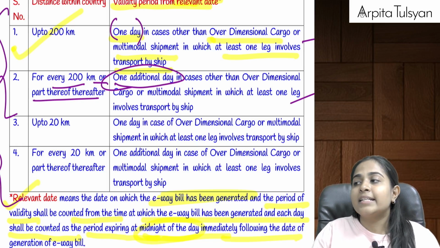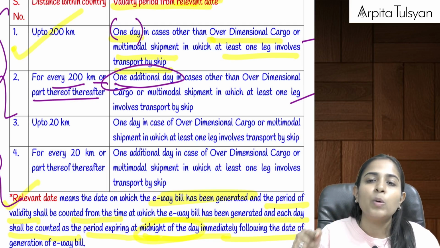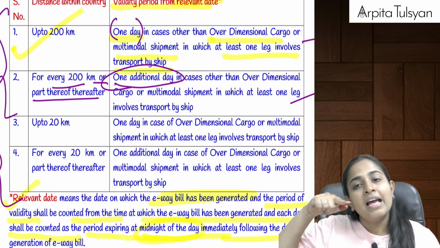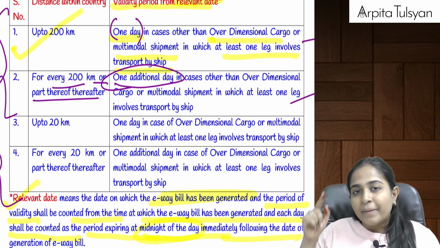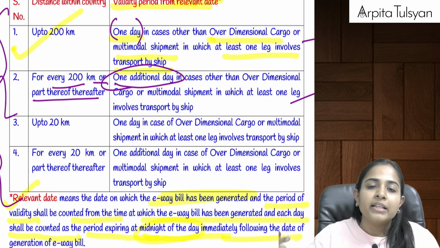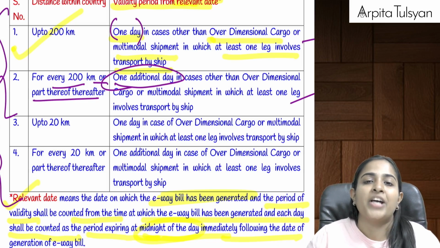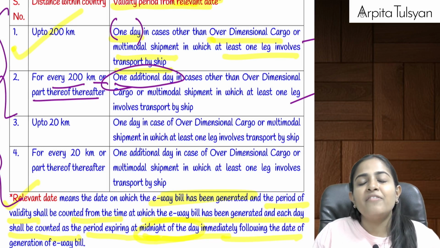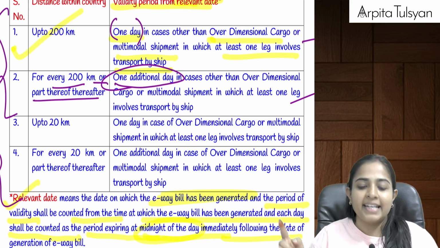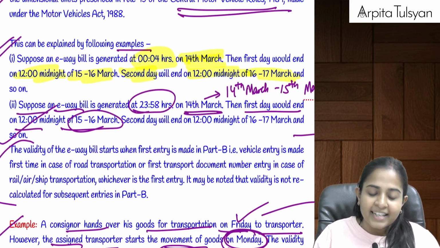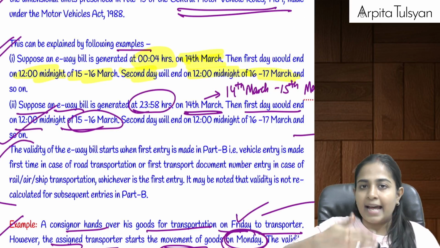Now let's say it is generated at 6 o'clock in the evening. Then in that case, this 1 day counting will not start from 6 o'clock in that evening. We'll go to the midnight, and from that midnight, the counting of 1 day, 2 day, 3 day is going to start. Let's say the e-way bill is generated on 31st of January at evening 6 p.m. Then we are going to take the midnight of 31st Jan and 1st Feb. From there, your validity is going to start. Are you clear till here? Yes, so for normal cargo up to 200 kilometers, 1 day validity, and then same ahead.